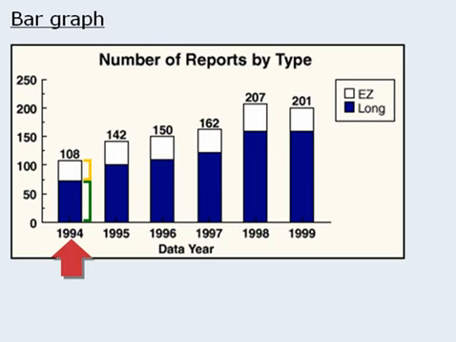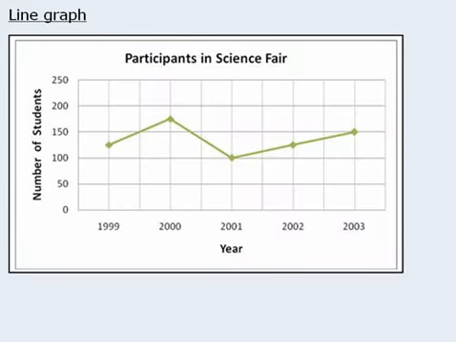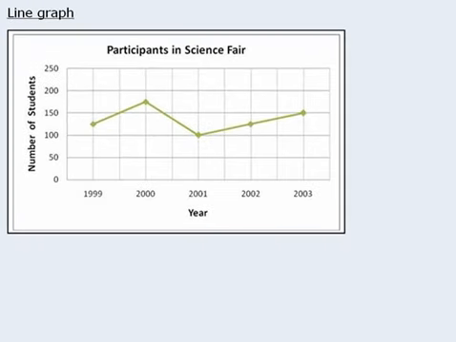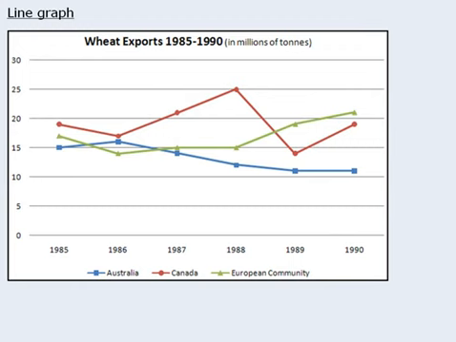Okay, now let's take a look at line graphs. These graphs are very similar to bar graphs. In a bar graph, the length of a bar is proportional to the value it represents. In a line graph, the height of the line is proportional to the value it represents. So in the example shown here, the higher the line, the greater the number of science fair participants. Also notice that a line graph can have more than one line. In this case, we have 3 lines representing 3 different countries.